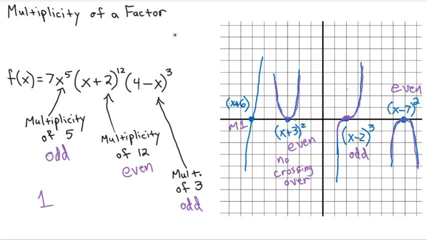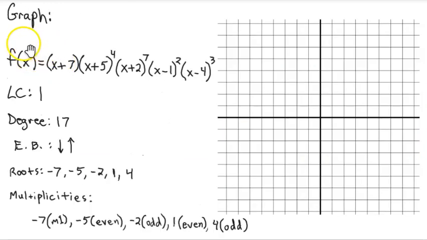So let's see some examples of what graphs would look like based on their multiplicity and their roots. And so here we have one. This is really complicated, but you can see it has a degree of 17. We have 5 factors, but technically each one, this one is represented 3 times. It has multiplicity of 3. This one has a multiplicity of 2. This one has a multiplicity of 7. This one has a multiplicity of 4, and then this one has a multiplicity of 1.